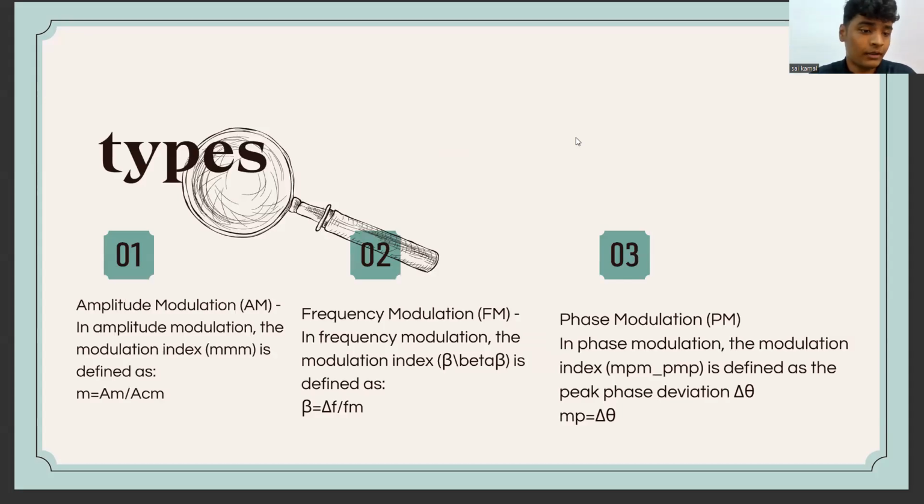So we have three types of modulation: amplitude modulation, frequency modulation, and phase modulation. In amplitude modulation, the index is defined as m equals Am divided by Ac. We will discuss this formula in the next step. Frequency modulation is defined as beta equals delta f by fm, and in phase modulation, it is the peak phase deviation, which we represent as delta theta, where m equals delta theta.